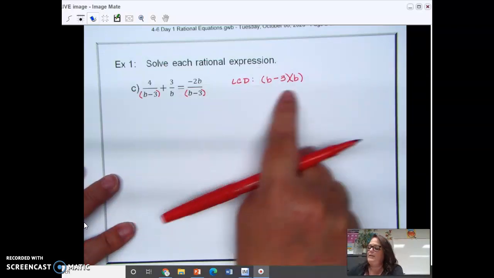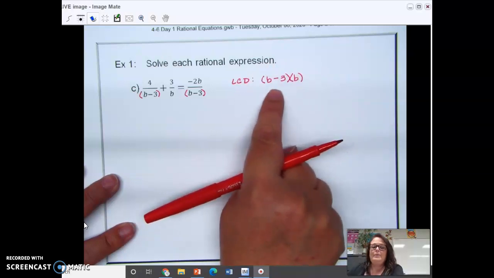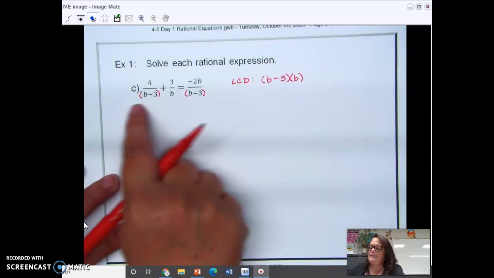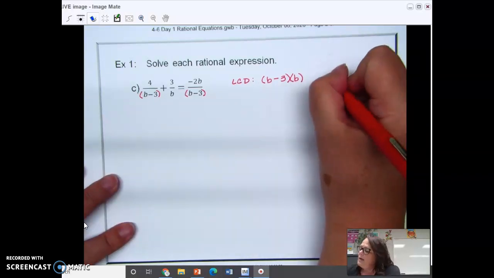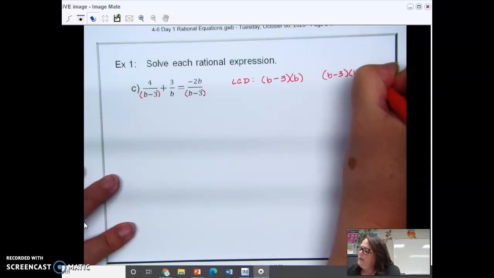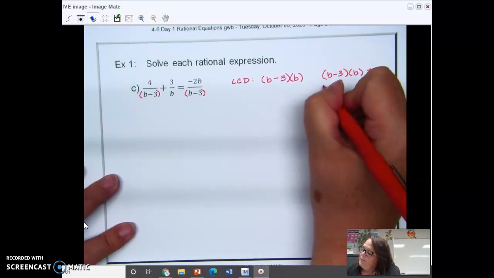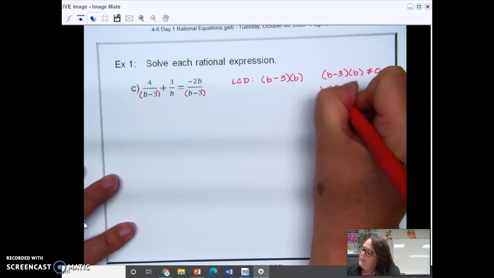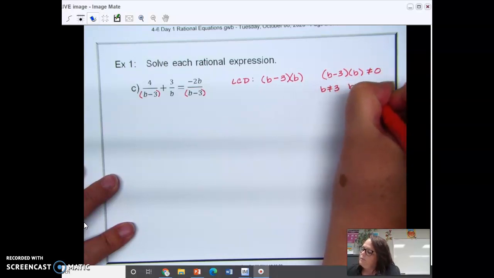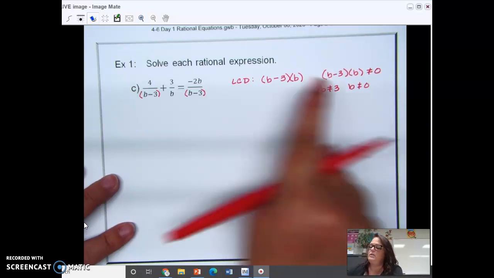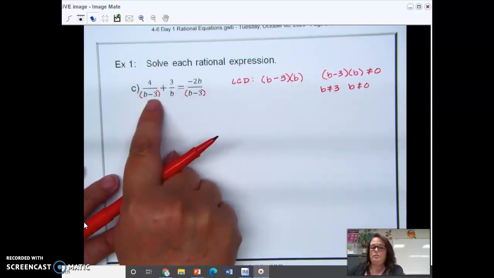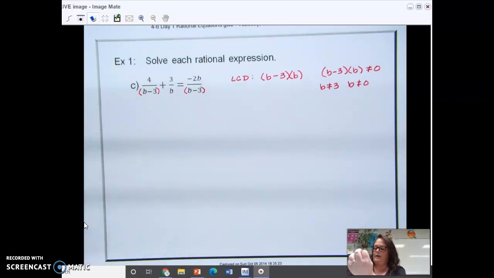So if I use b times b minus 3, then I can guarantee that I'm going to cancel when I multiply across. So what that means is b minus 3 times b cannot be equal to 0. That means b cannot be equal to 3 and b cannot be equal to 0. Those are called excluded values, because those would be values that if I plugged them back in, my original fraction would be undefined.